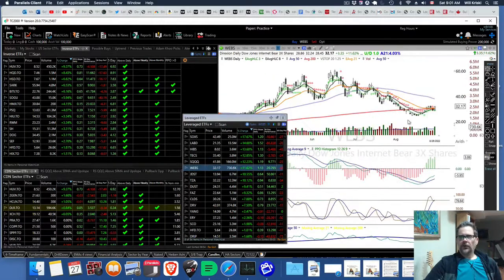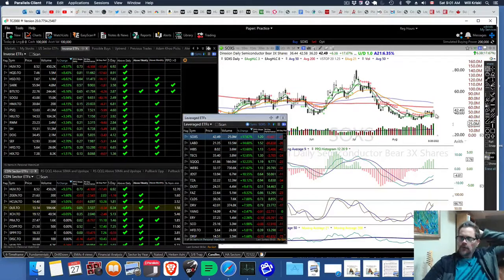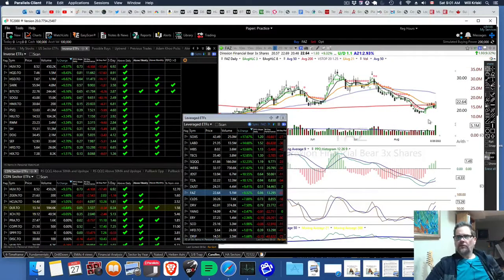You have the short on the web. These are up huge amounts, and so they're highly risky. But high beta short as well. That's up 13%. Inverse of the semiconductors bear. It's a 3x ETF. But if we're heading down with the NASDAQ, then you can leverage that. There's a financial one as well, a bear.